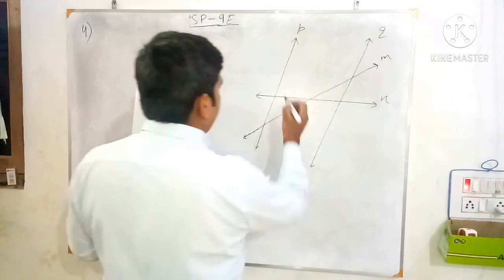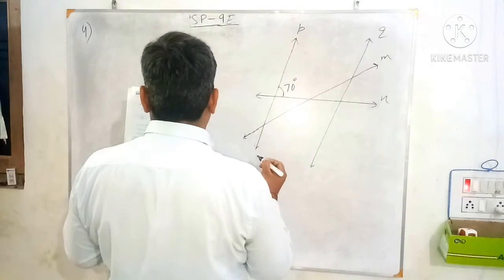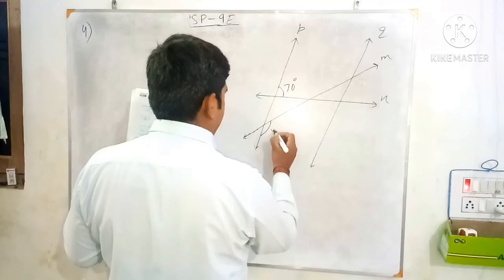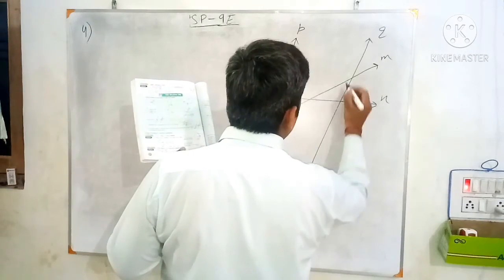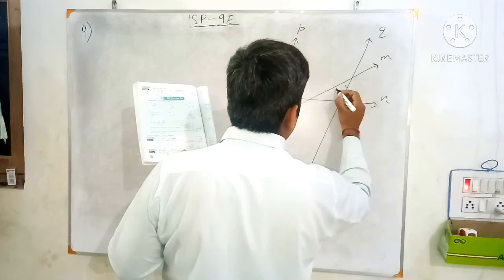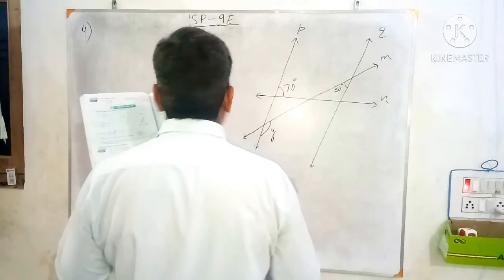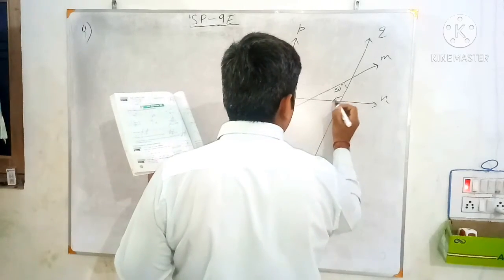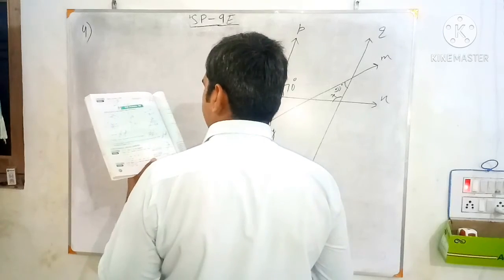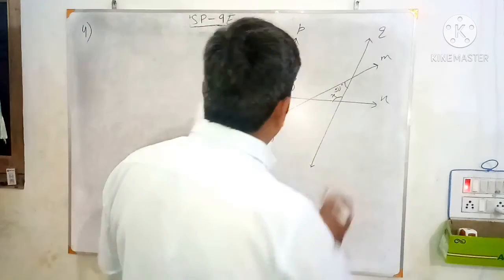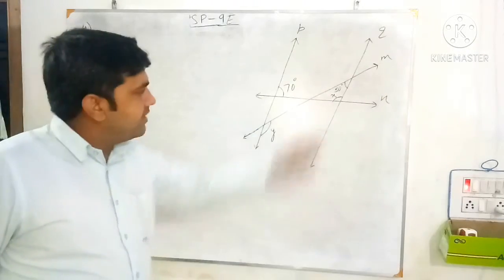Now this angle is 70 degree, and this angle is given y, and this angle is given 50 degree, and this angle is given x. So we have to find the measurement of angle y and x.